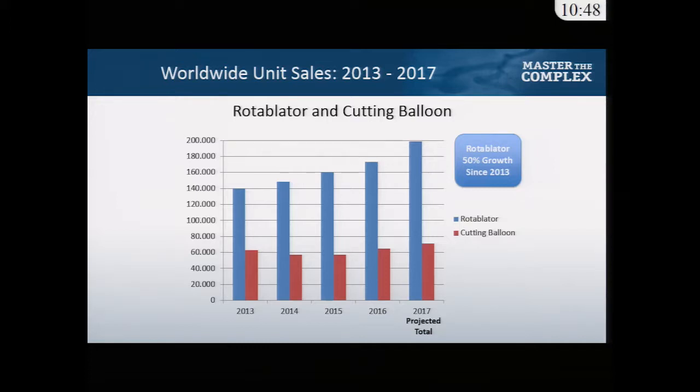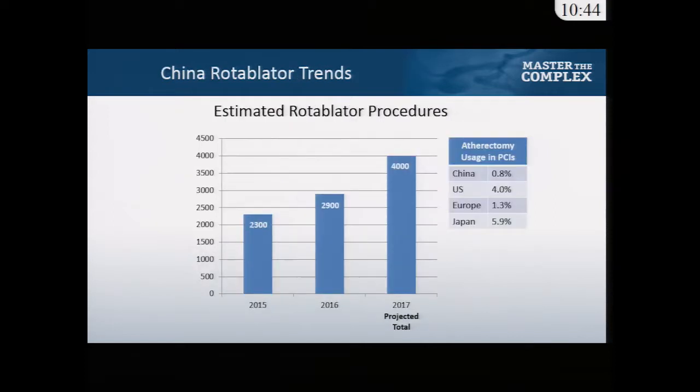And you can see that worldwide, this is actually happening as well as in China, and you see the growth here, but the penetration in China is still very low, 0.8% compared to 4% in the United States, and Japan leading the world at almost 6%.